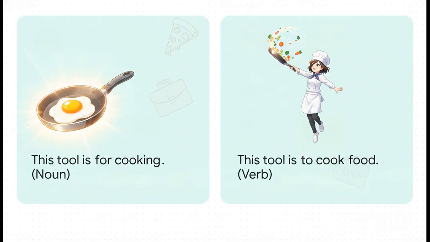On the right, this tool is to cook food. Cook is our base verb. Listen and repeat these correct pairs with me, out loud. I need this for my job. I need this to do my job. Let's go out for pizza. Let's go out to eat pizza.